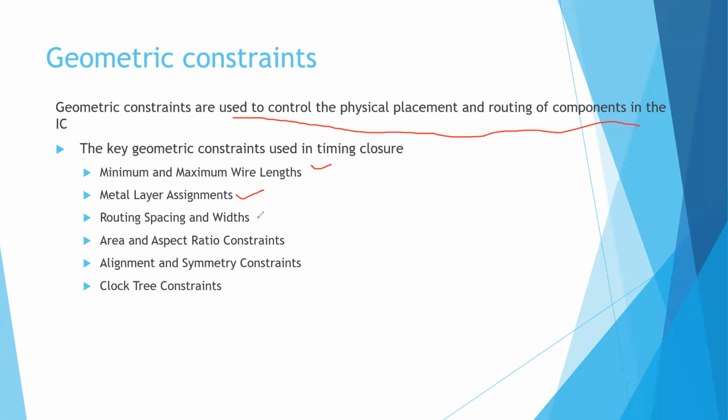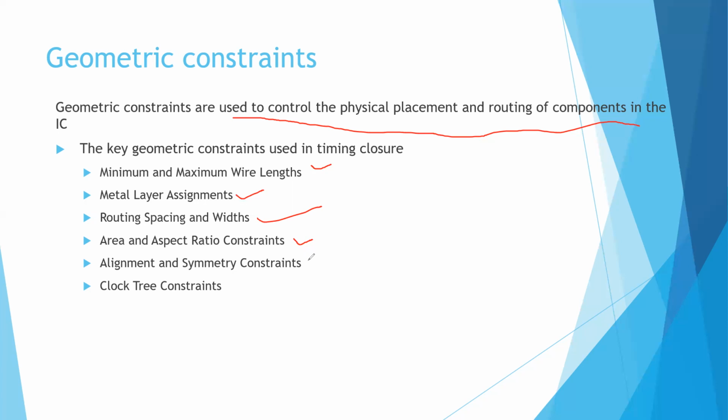Third is the routing space and width. These constraints help to prevent signal interference and crosstalk. That is nothing but providing proper spacing between wires so that there is no interference or crosstalk. The next is the area and the aspect ratio. This allows a certain area and aspect ratio for a circuit component or block. It deals with the size and shape of the critical elements.